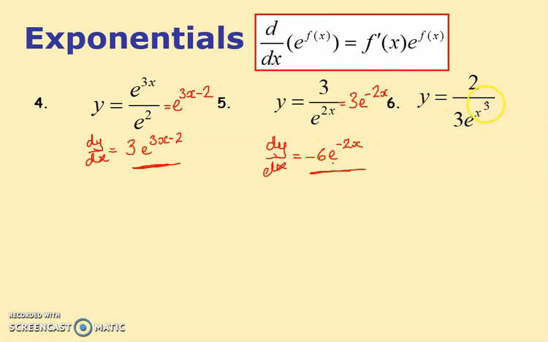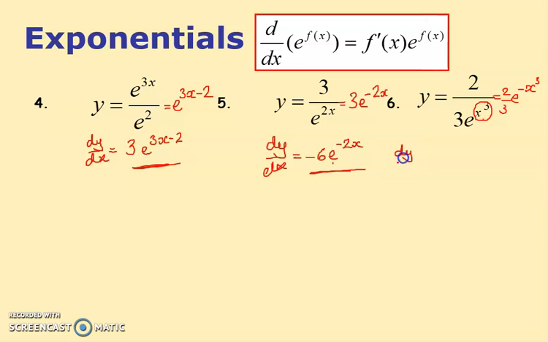Done. And this one, what's happening here? Well, the 3 is on the bottom, it's going to stay on the bottom. 2/3 e to the minus x cubed. Notice the only thing that changed here was the power became negative. The 2 and the 3 stayed the same.